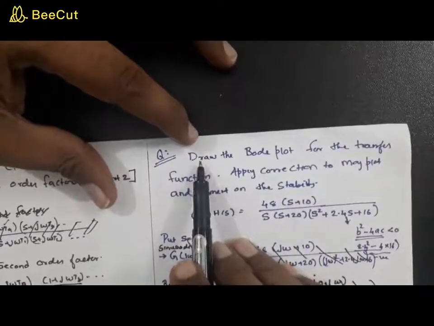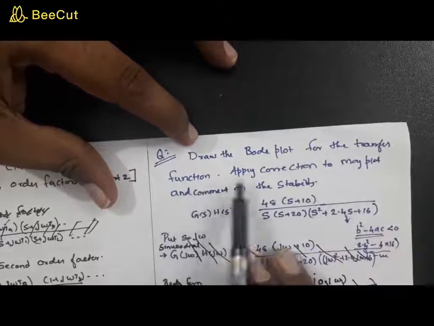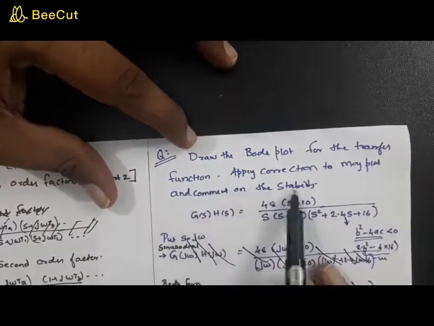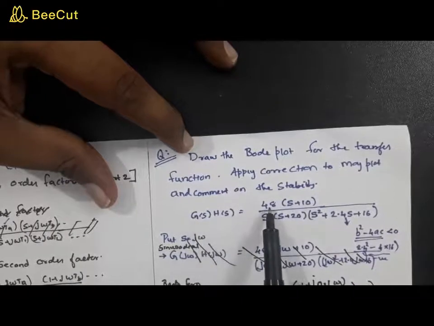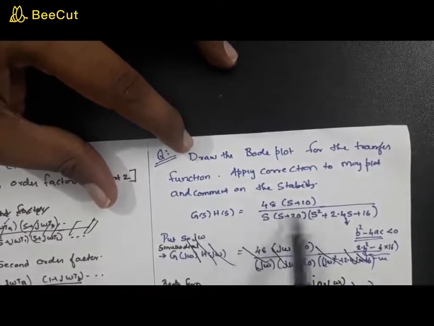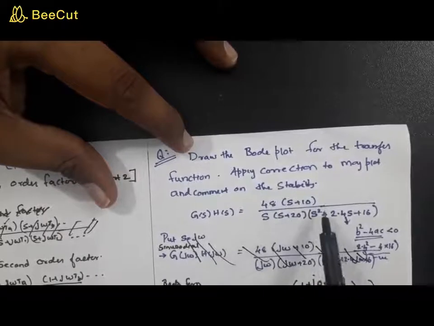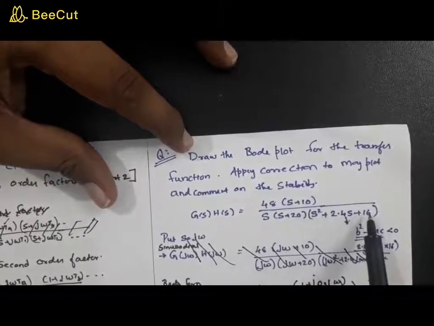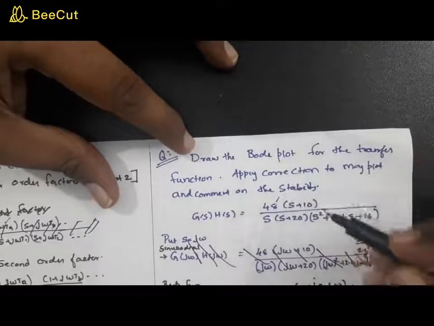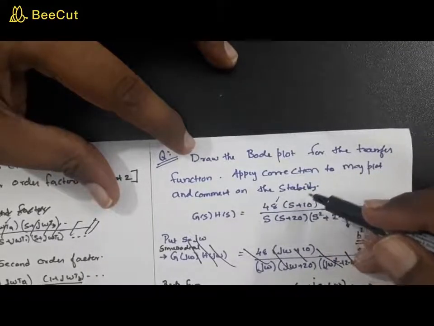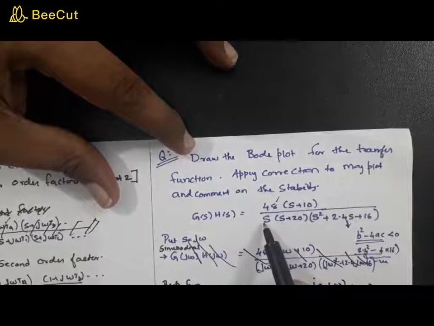Now you're asked to draw the Bode plot for the transfer function, apply the correction to the magnitude plot, and comment on the stability. You are given G(s)H(s) equal to 48 into (s plus 10) divided by s into (s plus 20) into (s square plus 2.4 s plus 16). So far, when you identify the terms, you have a constant part, a first order term s plus 10, and another term s.